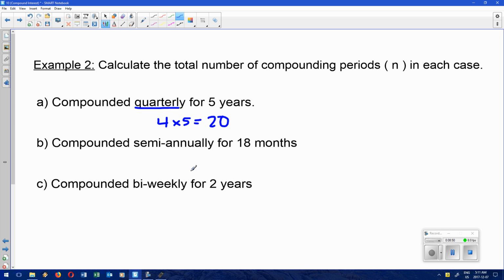Semi-annually for 18 months. Semi-annually is twice per year, and this is part of a year. So again, we have to do a little bit of converting here. That's twice per year, but 18 months is 1.5 years. So that's going to be 3. Or another way you can think of that, that's every 6 months. So for 18 months, that's going to be 3 of those. Bi-weekly for 2 years. Bi-weekly is 26 times per year. If I do that for 2 years, multiply it by 2, and I get 52. That's how you calculate your value for N. It's just what type of compound is it times how many years is your investment going to be.